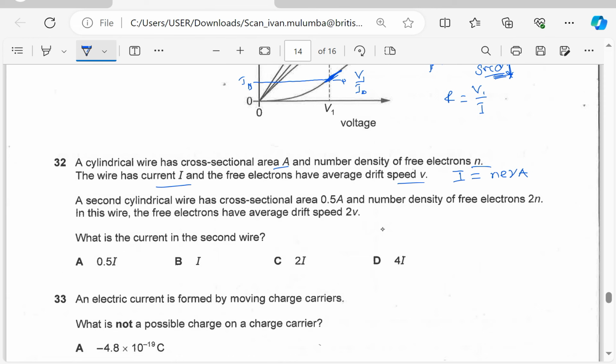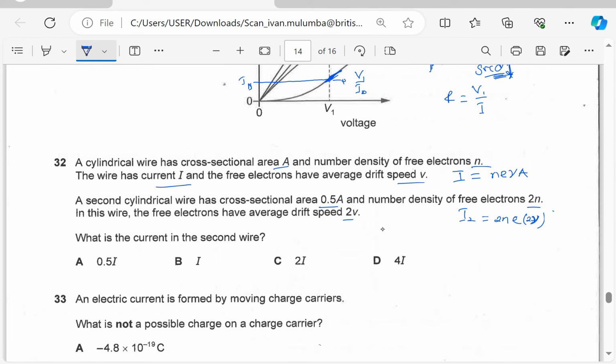Then a second wire has cross-sectional area 0.5A and the number density twice N. In this wire, the free electrons have average drift speed 2V. So this one I will call I2, the current through them. N is going to be twice N. Of course, the charge of the electrons is the same. The drift speed is twice V.